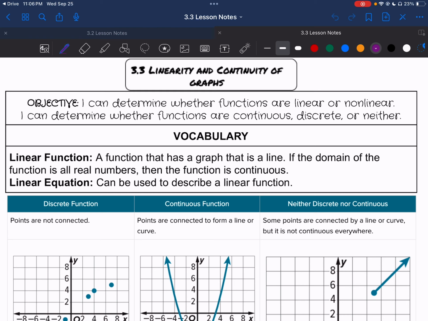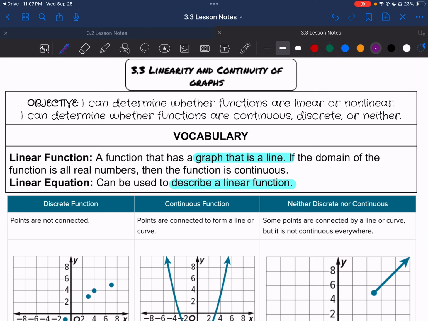Now, a linear function is a function that has a graph that is a line. If the domain of the function is all real numbers, then the function will be continuous. A linear equation can be used to describe a linear function.